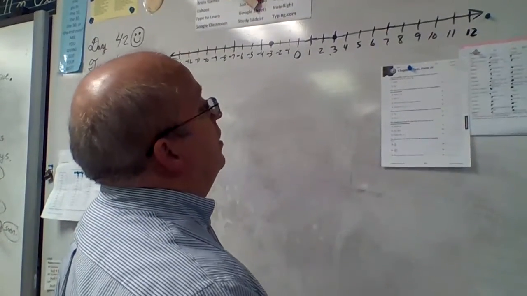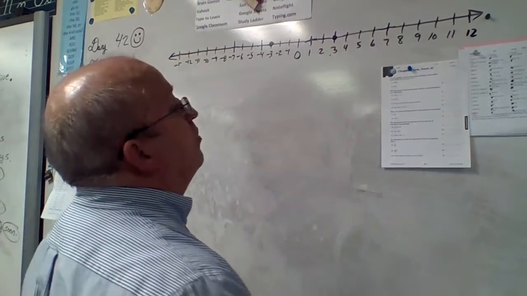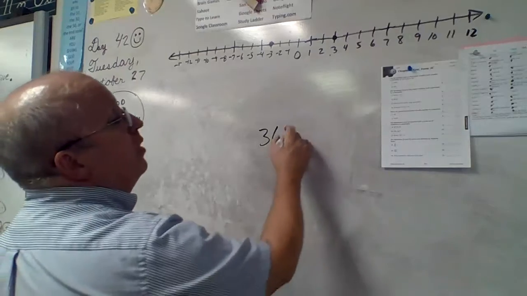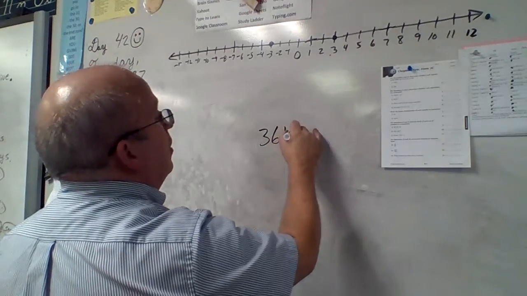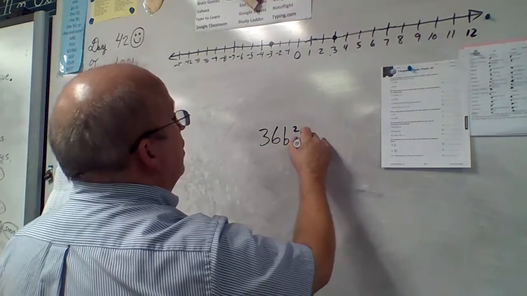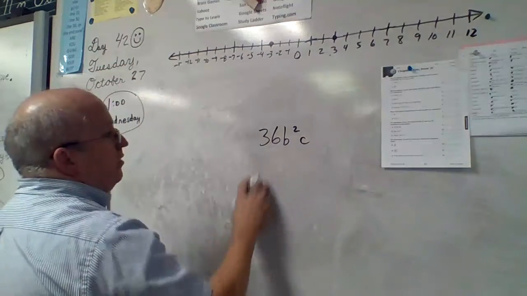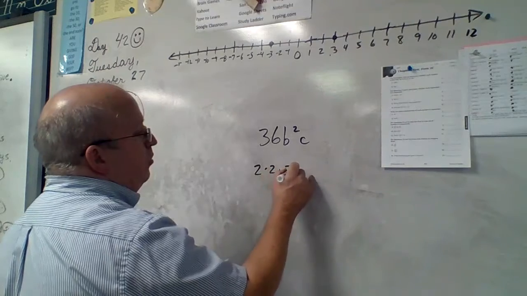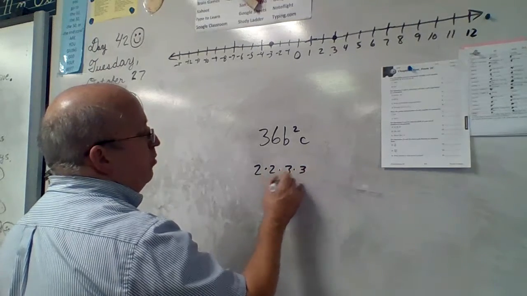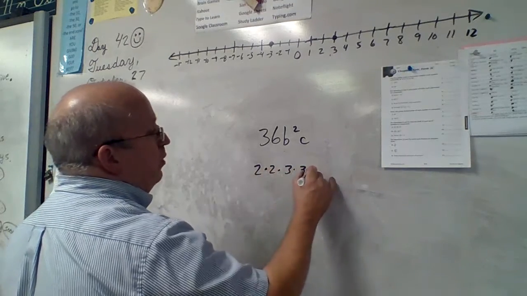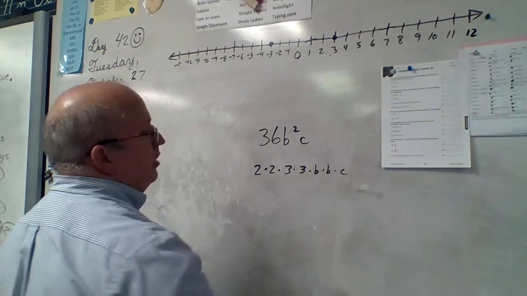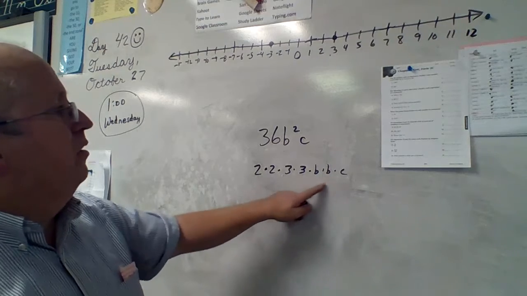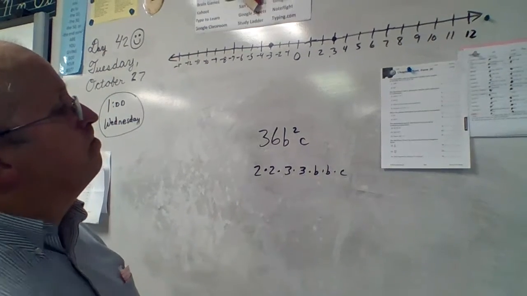How about something like number 8, where it's 42 times a to the third power times x? Well, I'm not going to do that one, but what if it looked like this? Well, I would break down the 36 into its prime factored form, and that would be 2 times 2 times 3 times 3 using a factor tree, and then I would write times b times b times c. Factor the number, and then factor the variables.